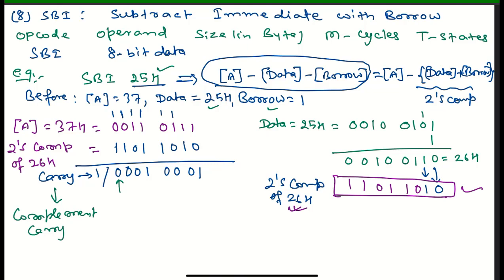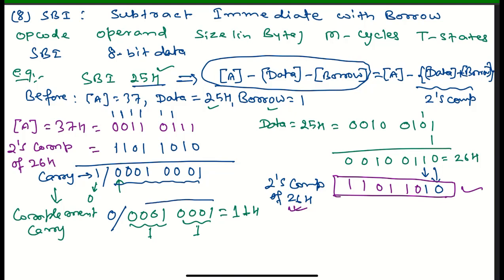So now this 1 will change to 0, so we can write it here as a 0. Then this is the result which is contained by the accumulator. So here this result will be 0001 0001. In terms of hex, it is called 11H. This is here 1, this is here 1, so 11H. So this is the result stored into the accumulator.